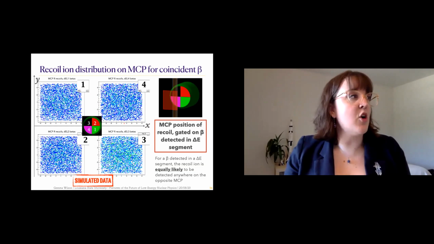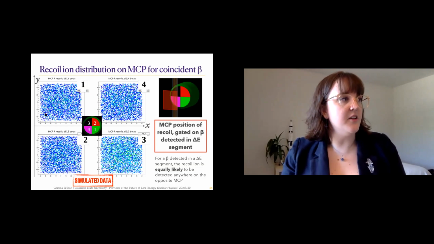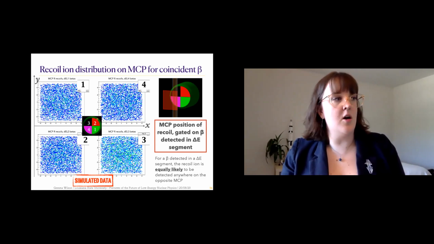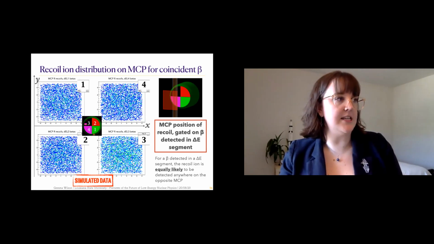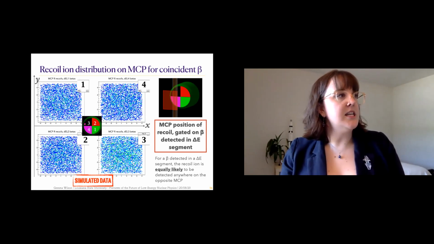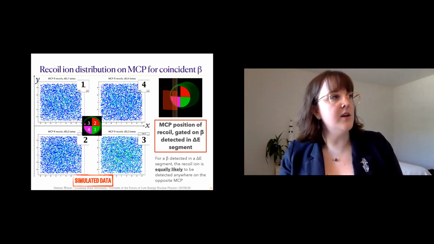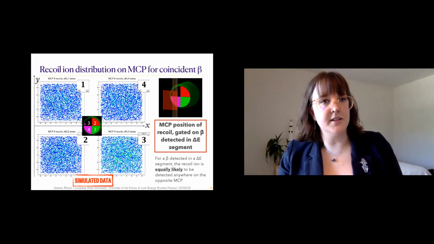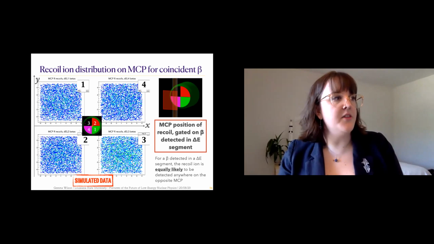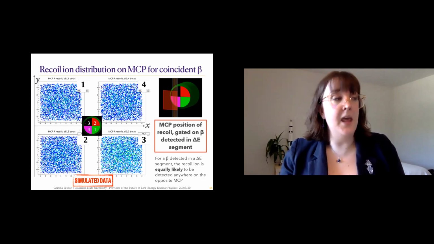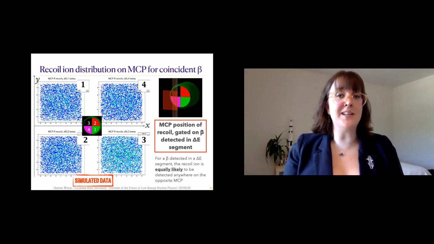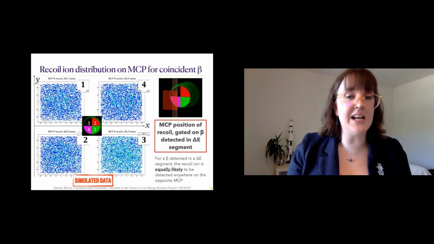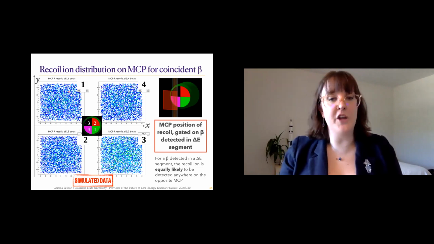This is the histogram, and these represent the physical area of the MCP. They're numbered 1 to 4, and that corresponds to the delta E segments of the plastic, which are also labeled 1, 2, 3, 4. In this case, histogram labeled 1 is all the recoiling ions in coincidence with a beta that was detected in this one quadrant. And you'll see that this is homogeneous. This is very smooth, which means a recoiling ion is equally likely to be detected anywhere on the opposite MCP.